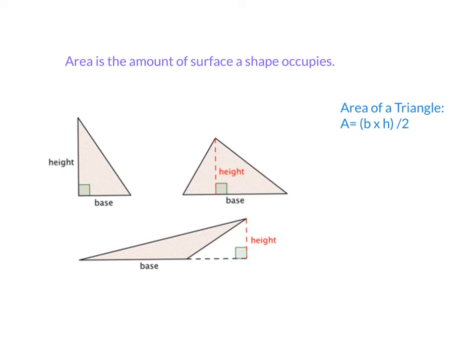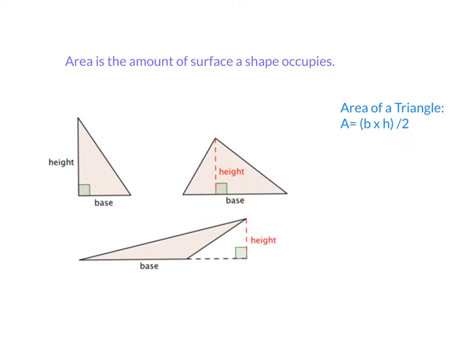So in our previous two videos, we looked at how to find the area of a parallelogram and how to find the area of a rectangle. So in this video, we'll be reviewing how to find the area of a triangle. So let's just review area again. Area is the amount of surface a shape occupies. And so to find the area of a triangle, we can use this formula over here, which is area equals base times height divided by 2.